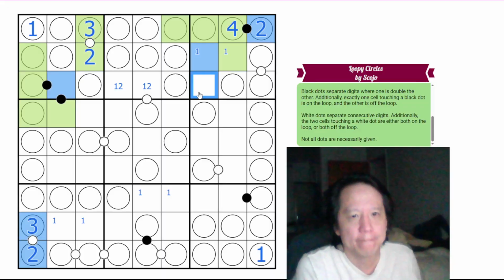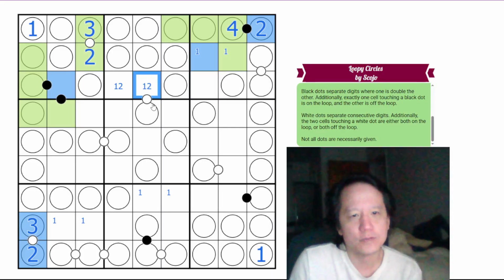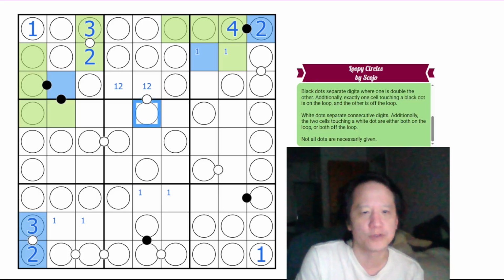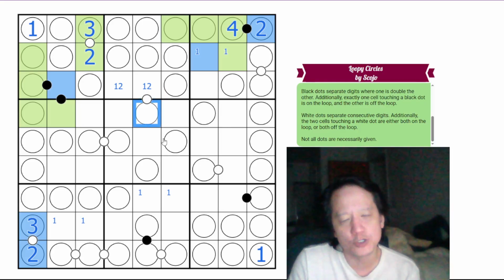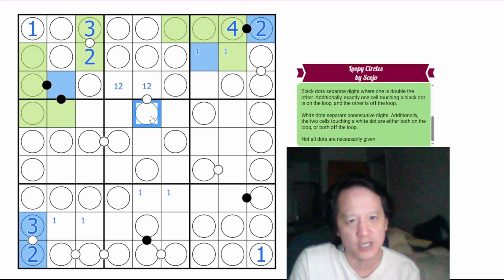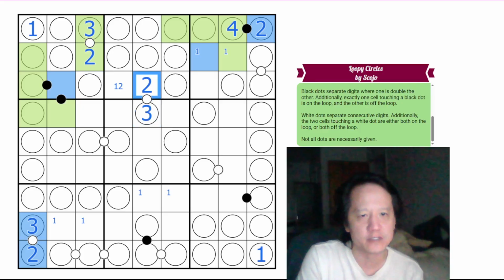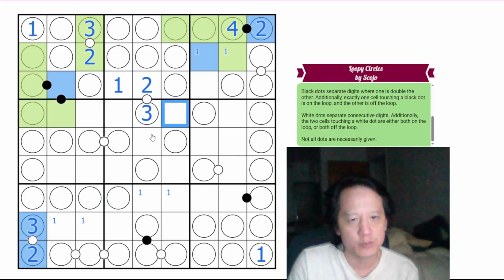1 and 2, this is consecutive with 1, 2, or 3. This cannot be a 1 or 2 in this circle, because we already have the 1s and 2s accounted for. So this is 3, which makes this 2, which makes this 1. So 1 cannot be here, which means 1 is one of these 3.